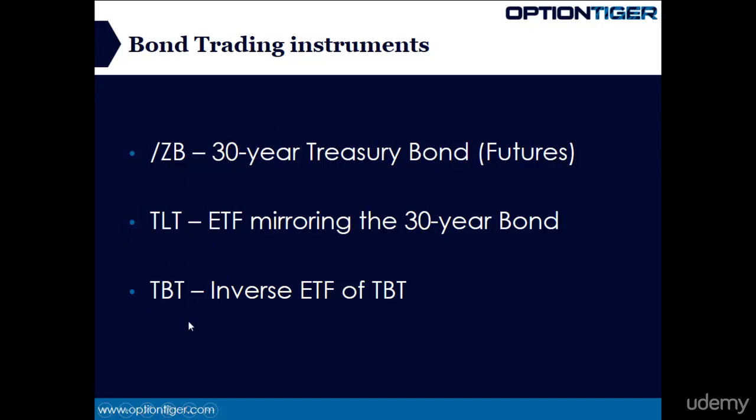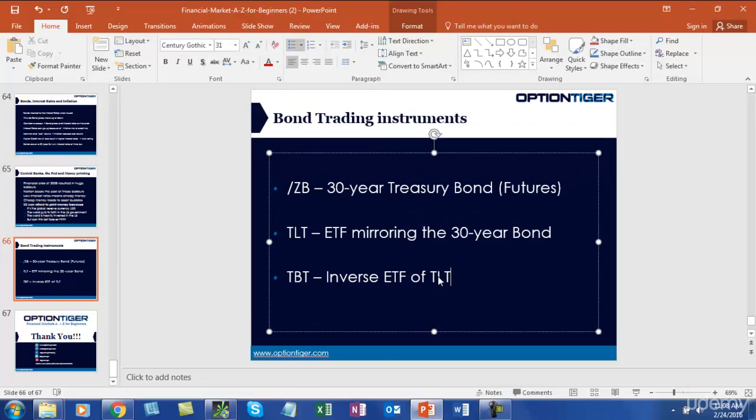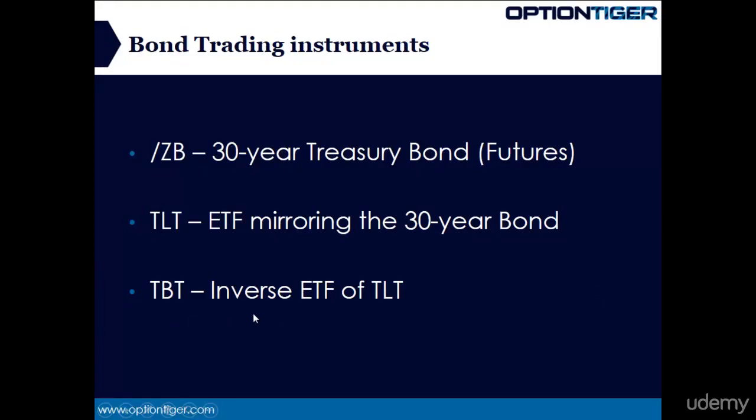There's also another ETF, which is the TBT, and that's the inverse of the, should be TLT. TBT is actually the inverse ETF of TLT. So I just made that correction. So TLT is the regular one and TBT is the inverse. And it might be a double inverse too, 2x inverse. Let's go check it out and we'll see what TBT is.